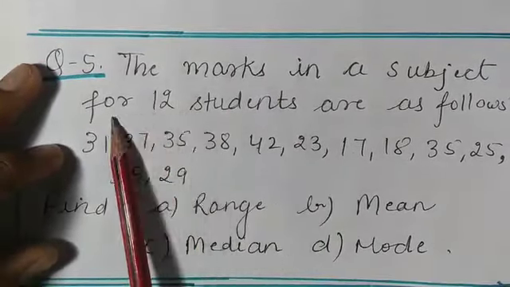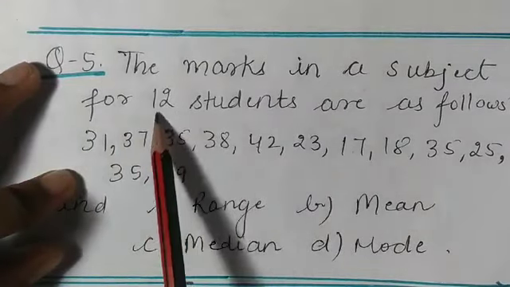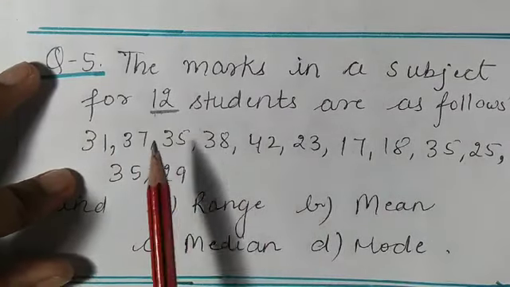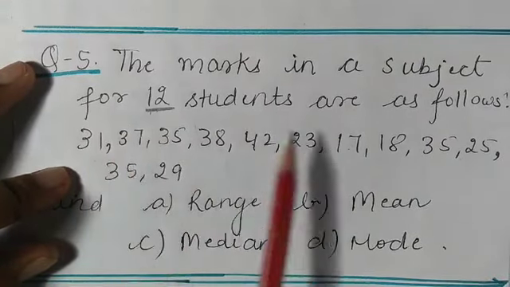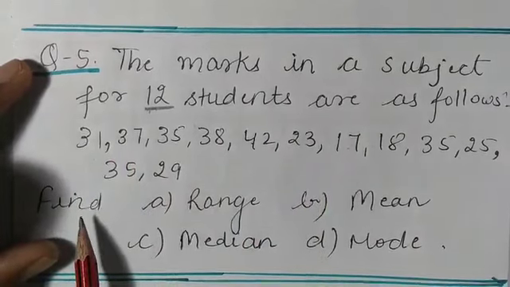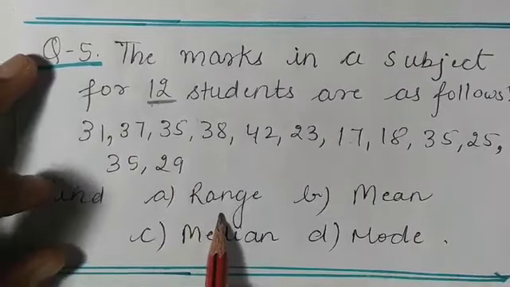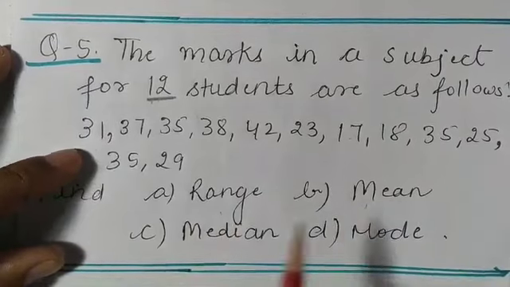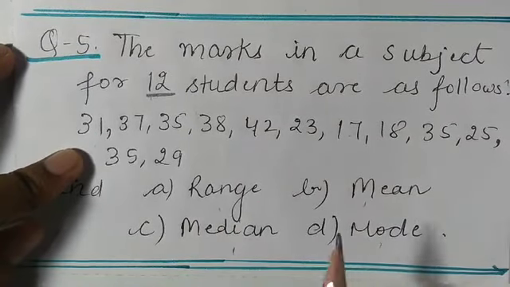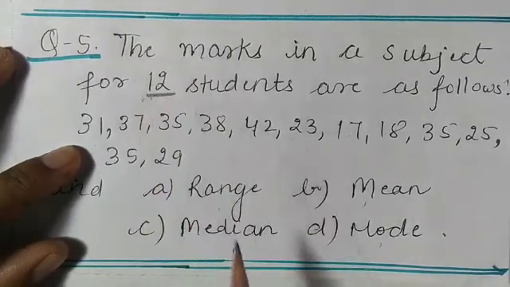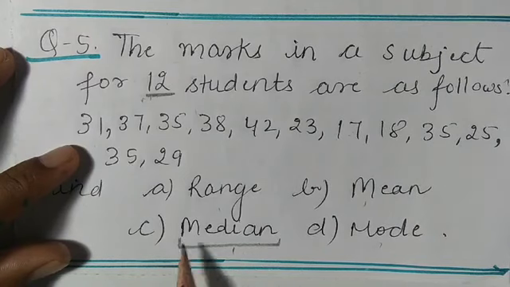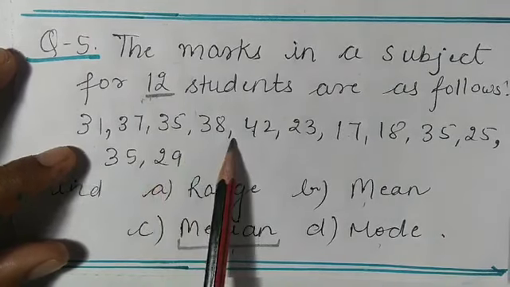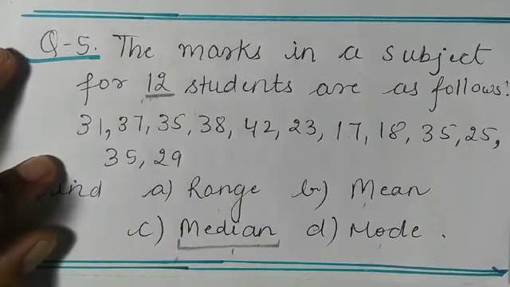The marks in a subject for 12 students. Here the number of observations are even. The marks obtained for 12 students are as follows. These are the marks obtained by 12 students. In this question you have to find, first you have to find the range, then mean, then median and then mode. Here as the number of observations are even, you have to apply the formula. You have to apply the formula for median, which is of second type when the number of observations are even. Okay, do them carefully. This is question number 5.